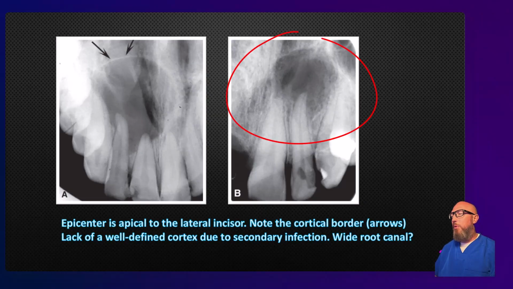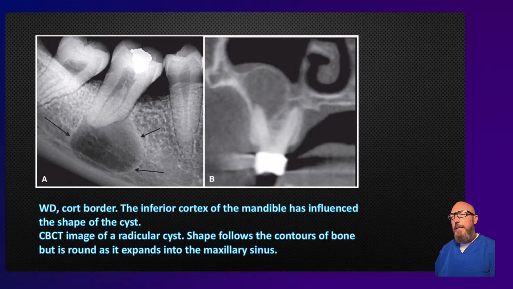And this is an example where part of the way you can see a nice well-defined corticated border, but other parts look ill-defined, and this is where it's lost that well-defined cortex due to a secondary infection after communication with the oral cavity. Here are a couple nice clean examples. This periapical radiograph with this nice smooth, well-defined corticated border. It looks very sac-shaped. It looks like a water balloon that's just kind of adhering against the inferior border of the mandible.